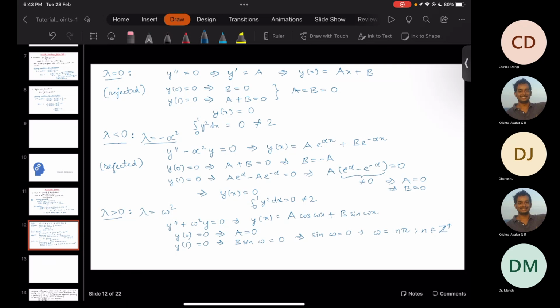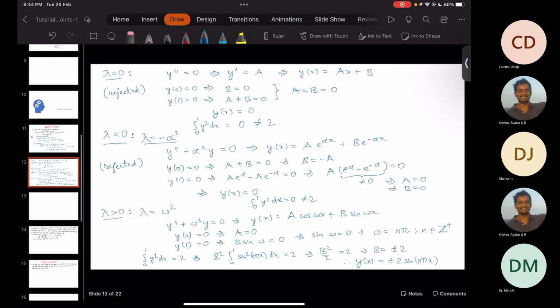Okay, and then using this criterion of the isoperimetric constraint, we have integral 0 to 1 of y squared dx is equal to 2, and this implies that b squared integral 0 to 1 of sine square n pi x dx is equal to 2, and then this evaluates to b squared by 2 is equal to 2, and then this means that b is equal to plus minus 2. So therefore the expression of the extremal will be y of x equal to plus minus 2 sine n pi x, where n is a positive integer.